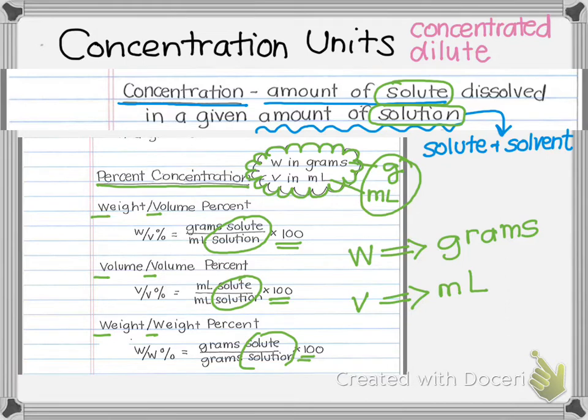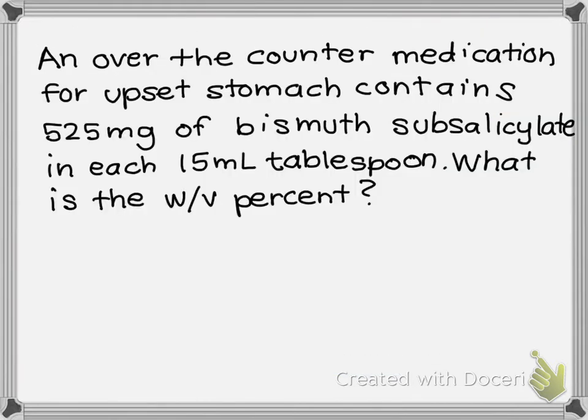So let's see how we would apply these equations into working problems and calculating concentration. So in this problem it says, an over-the-counter medication for upset stomach contains 525 milligrams of bismuth subsalicylate.